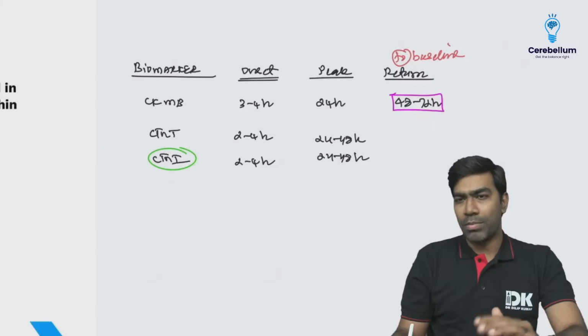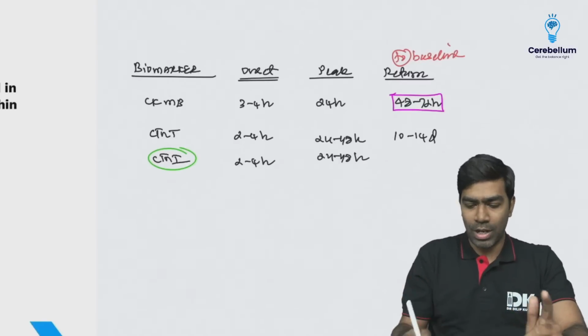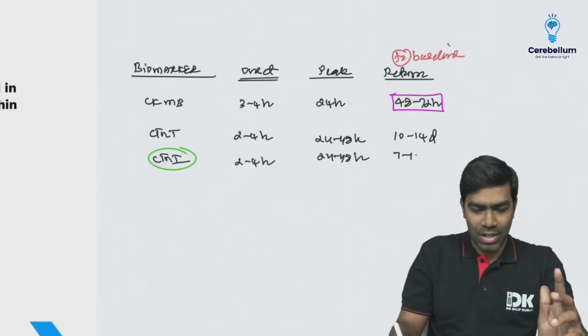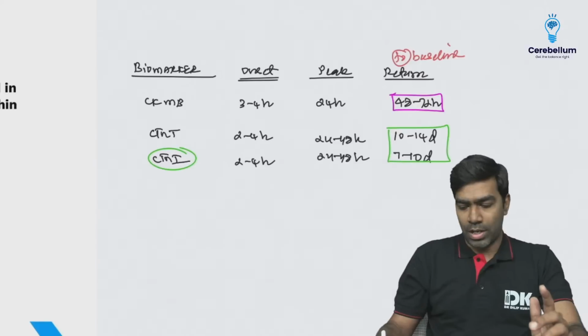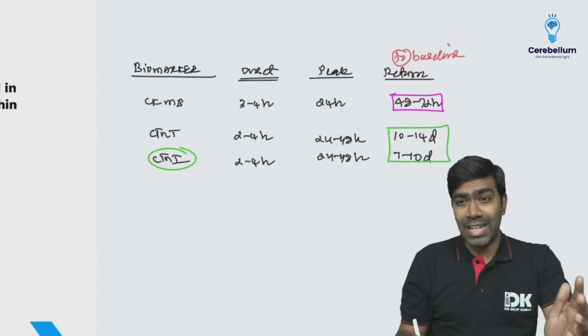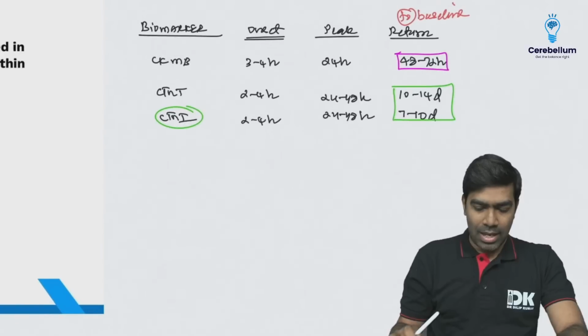Then if it's troponin T, it comes back to baseline in 10 to 14 days. If it's troponin I, it comes back to baseline within 7 to 10 days. This is a very, very important point. So when it comes back to baseline: troponin T, 10 to 14 days; troponin I, 7 to 10 days.